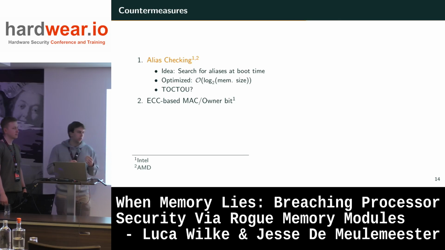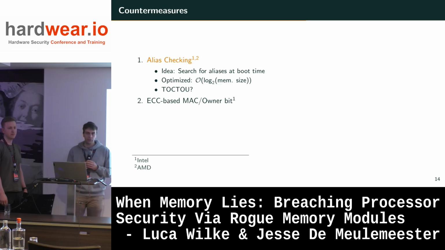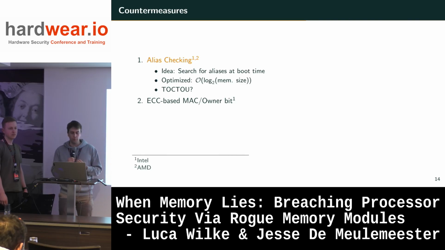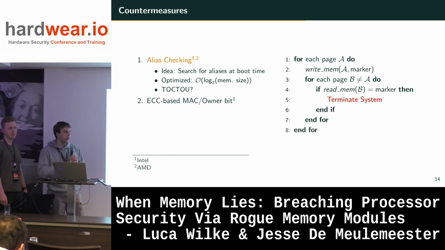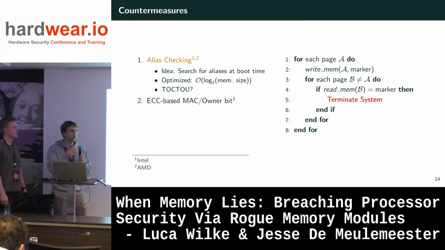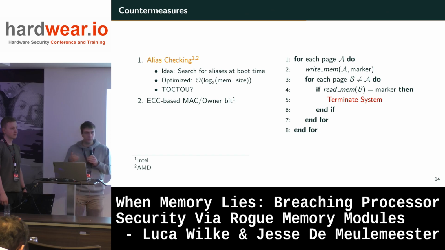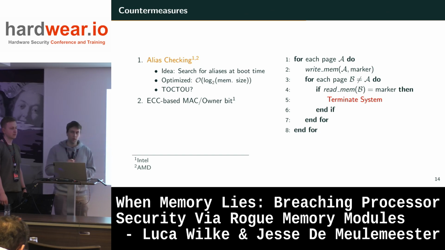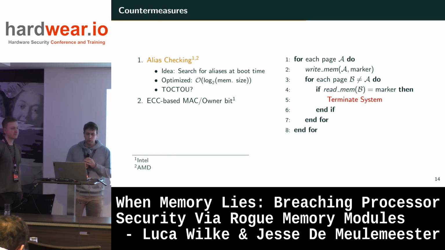So the idea for the alias checking is basically that at boot time, the processor will verify the memory controller's configuration to ensure that no aliases are present in the physical memory space. And a naive way you could think about how you could do this is for every memory address, you just write some magic value and see if you can read it from some other address. So if you can read it, that means that there's a memory alias. Now, this is not very efficient, but if you think about this cleverly, you can actually do this in logarithmic size in terms of the module's memory size.